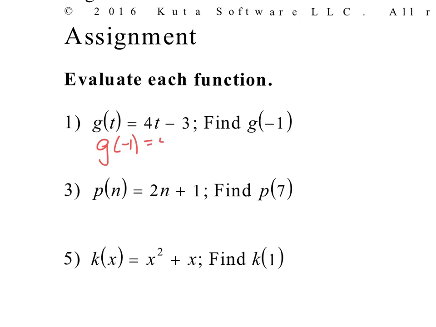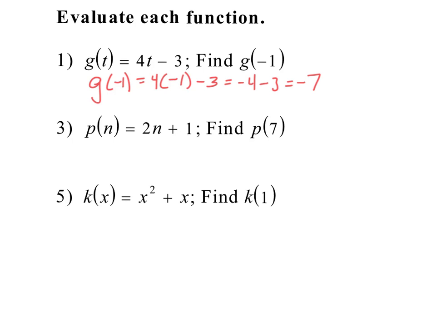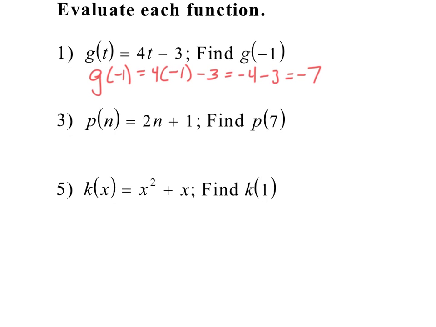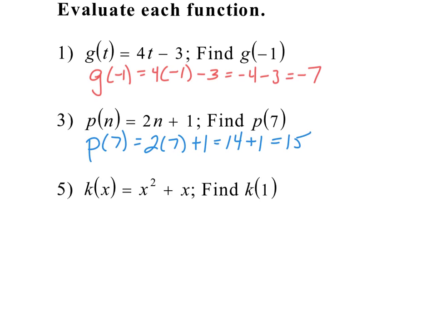So negative 1 is going to be equal to t. So we get negative 4 minus 3, which is negative 7. So g of negative 1 is equal to negative 7. And number 3, I guess I'm skipping number 2. Number 3, p of 7, we substitute in. We've got 14 plus 1, which is 15.